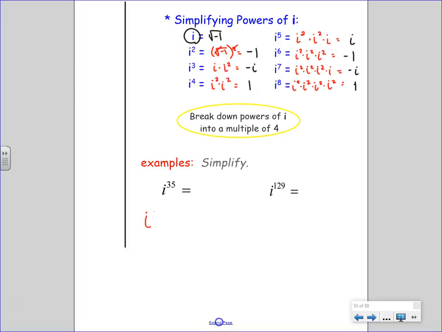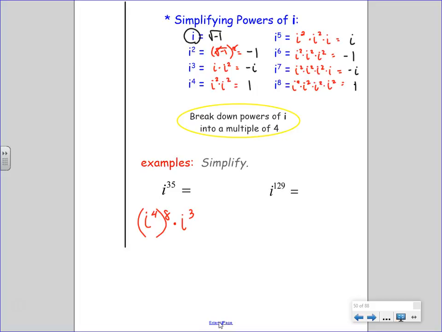So, couldn't I make it i to the 4th to the 8 times and ask myself, well, there are 8 4s in there, but there are some more i's. And how many more i's? That's 32. There are 3 more.